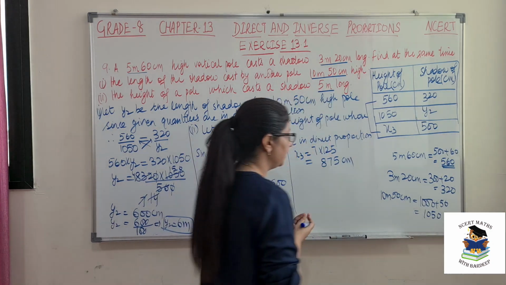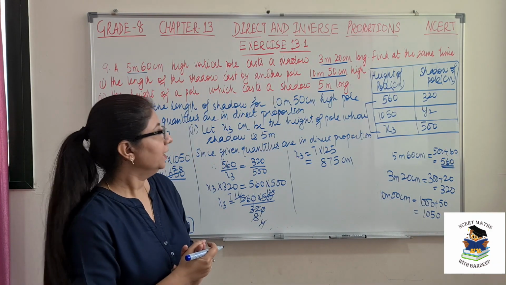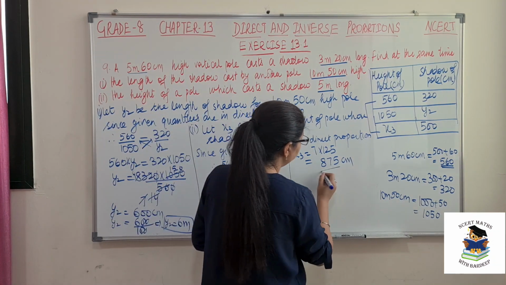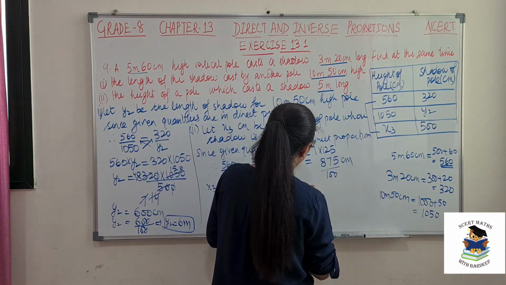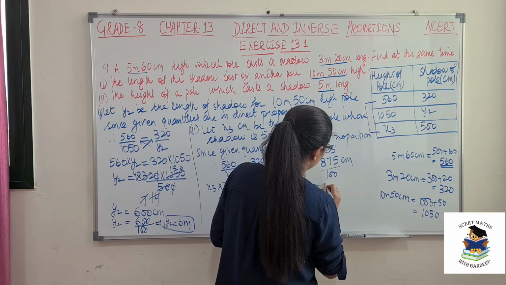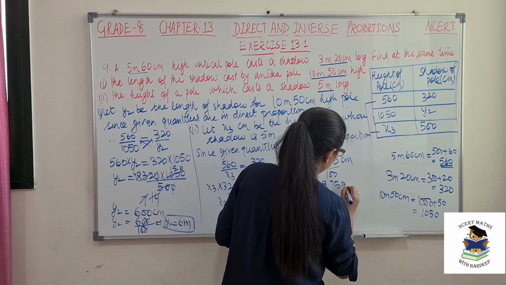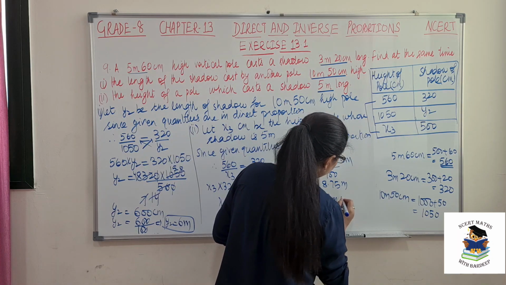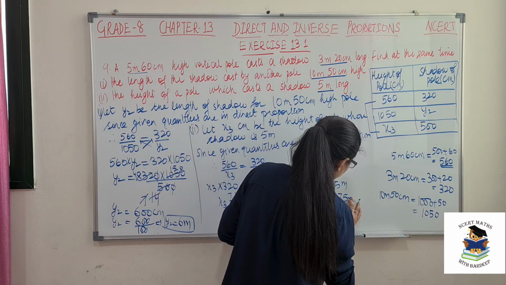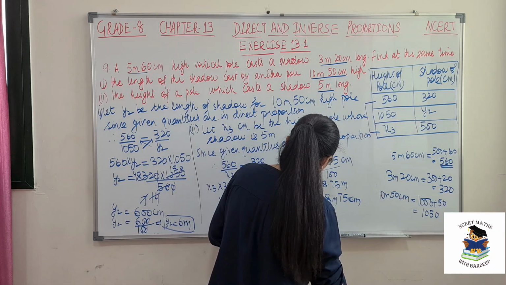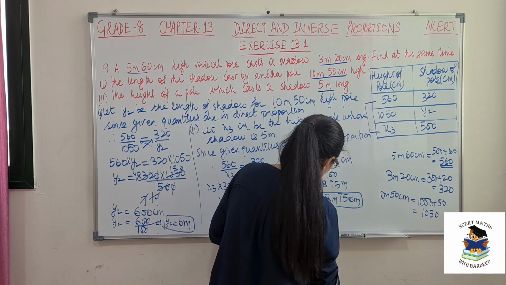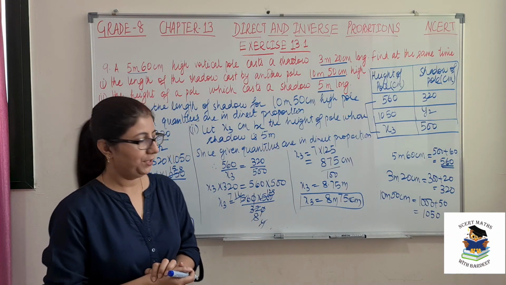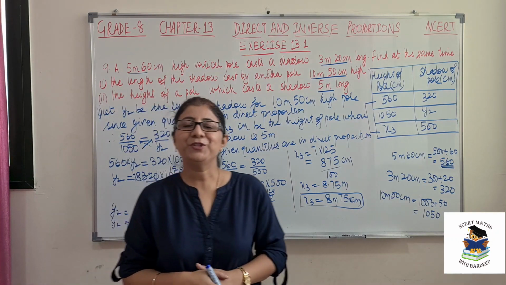So 875 centimeter. But we need it to be converted into meters. So how to convert? Divide by 100. So that means x3 is equal to 8.75 meters, or we can also write in the same format given to us, that is 8 meters and 75 centimeters. Okay, so the height of the pole is 8 meters 75 centimeter. So this is our question number 9.